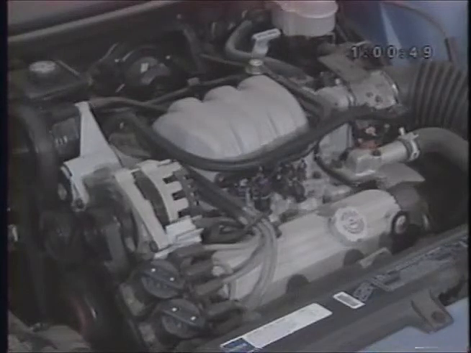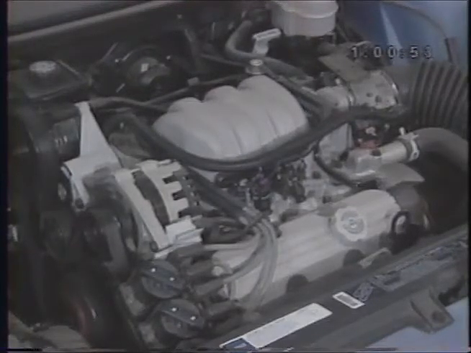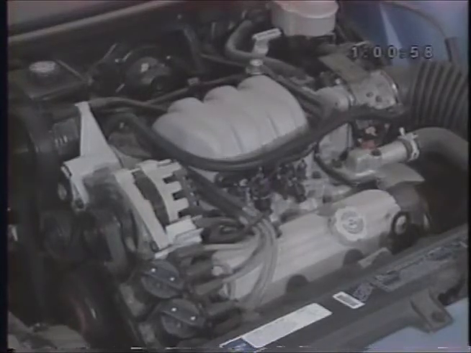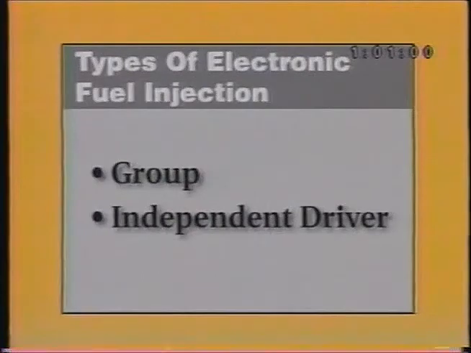Most cars built today use some form of electronic fuel injection to deliver fuel to the engine. For diagnostic purposes, there are two main methods of controlling electronic fuel injection: group injection and independent driver fuel injection, which includes sequential and throttle body injection. All of these injection types have one thing in common. They all vary fuel delivery by increasing or decreasing injector on time. Increasing injector on time increases fuel delivery.